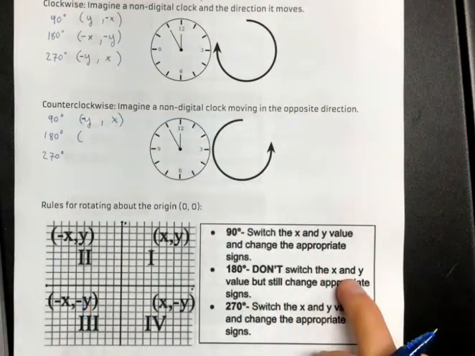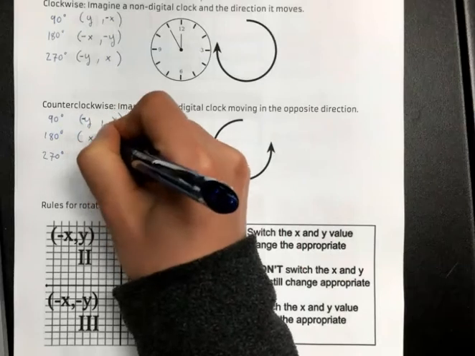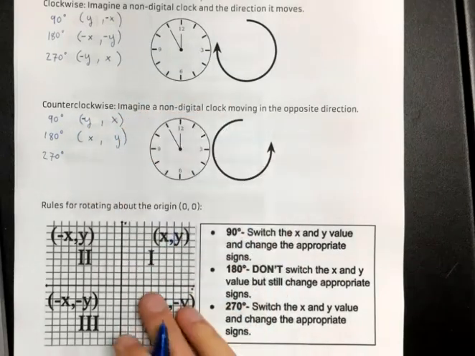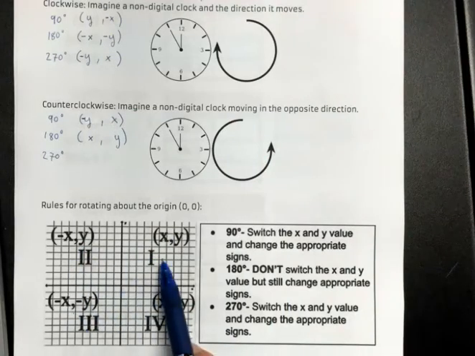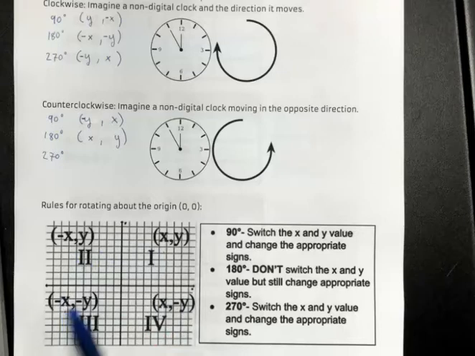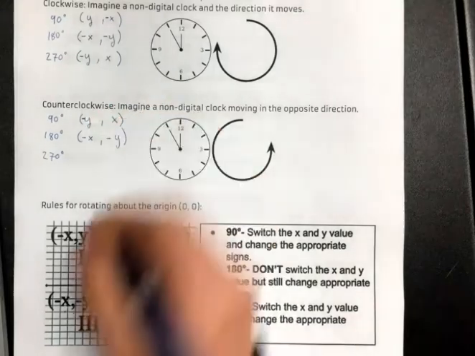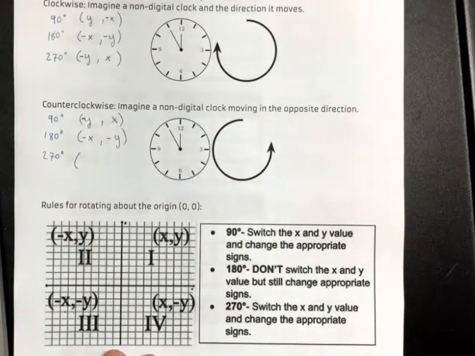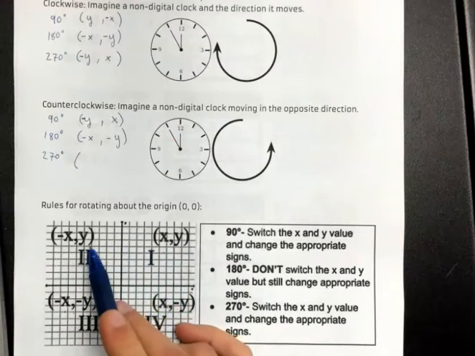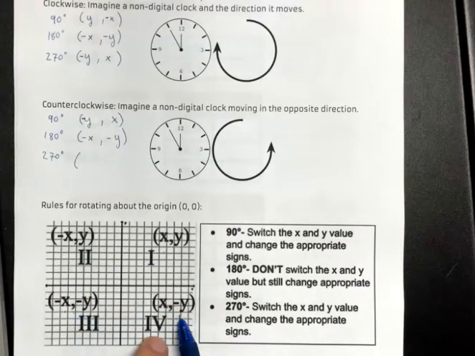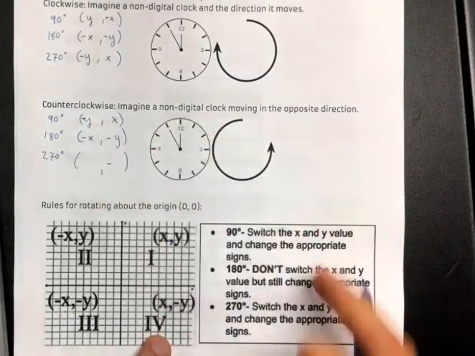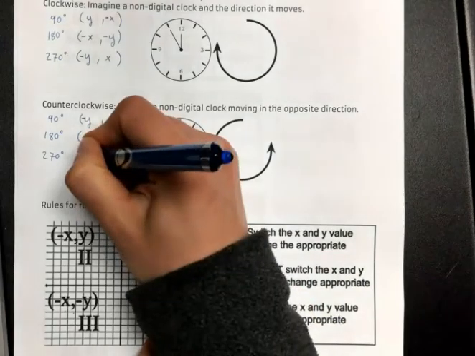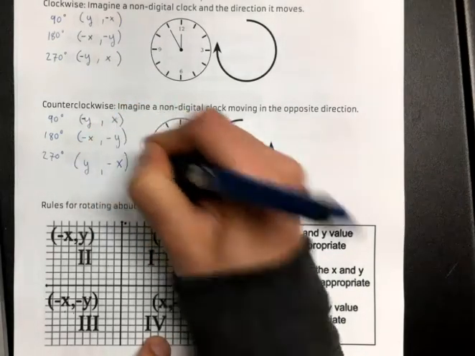180 degrees. It says do not switch x and y. So we still have x, comma, y. And 180 degrees would be going from this to this. We're switching two quadrants. So this becomes negative x, negative y. And then 270 degrees, I'm going 90, 180, 270 right here. So the second term should be negative. And it says switch x and y. So I'm going to make y, then x.